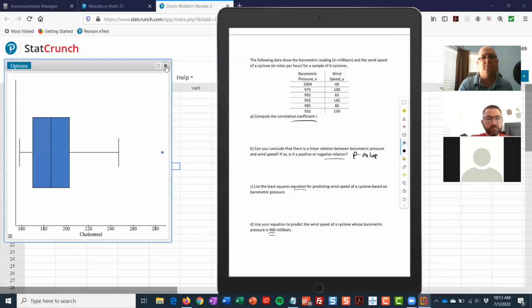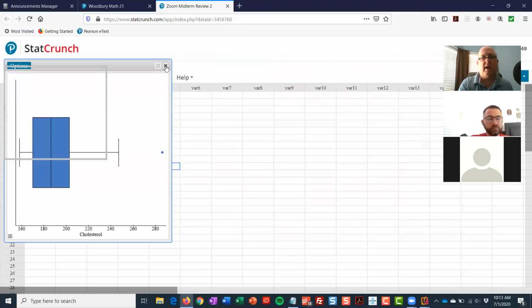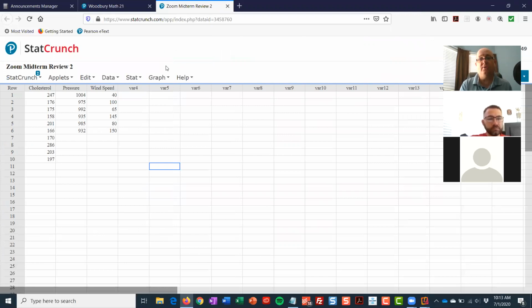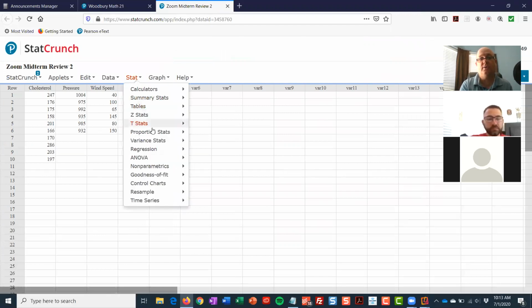So let me get rid of this graph. And all the calculations I need are under Stat, Regression, Simple Linear.